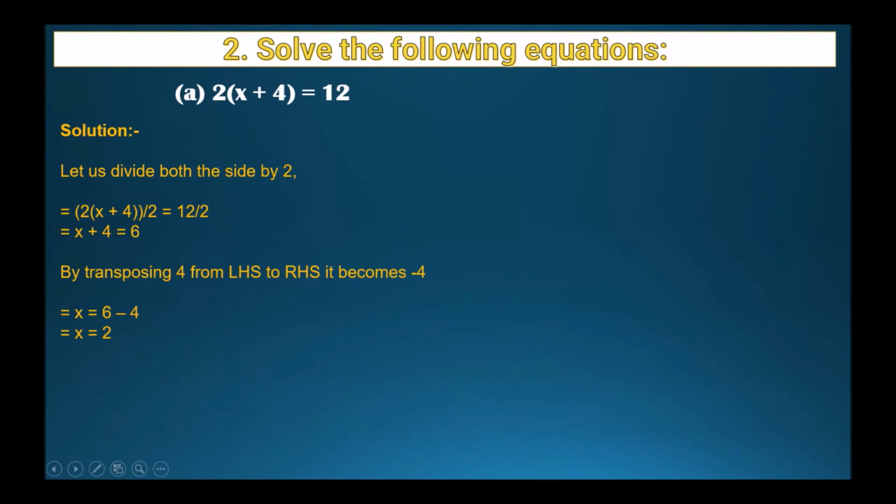Next, second question, solve the following equation. 2 bracket x plus 4 equals 12. Now let us divide both the sides by 2. So 2 bracket x plus 4 upon 2 equals 12 upon 2. This 2 will cut. Sorry, x plus 4 equals 6, because 12 divided by 2 is 6.